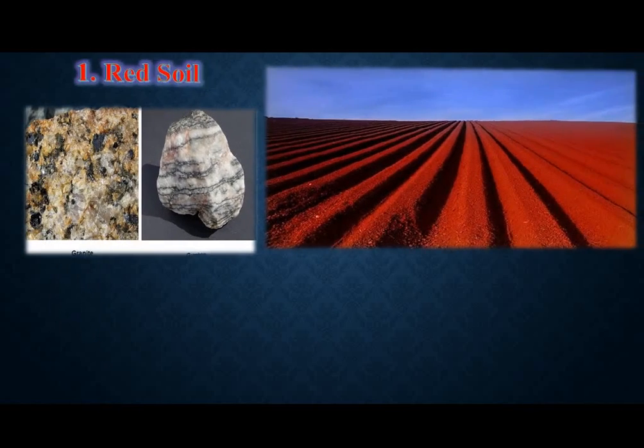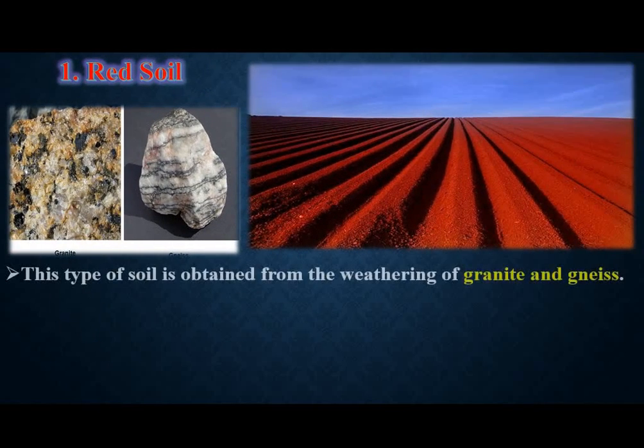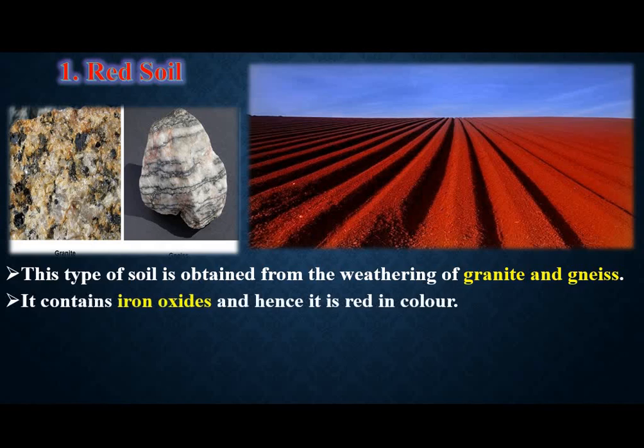The first one is the red soil, and this type of soil is normally obtained from the weathering of granite and gneiss. It contains iron oxides, and that's why it is red in color. Students, there might be a question, why is the red soil red in color? Because it contains iron oxide in it.